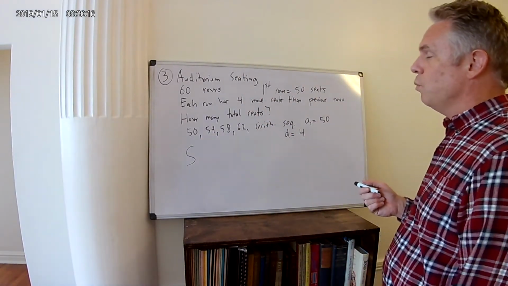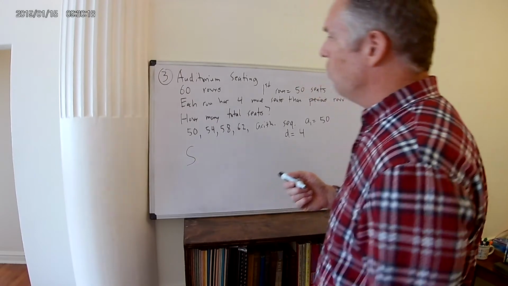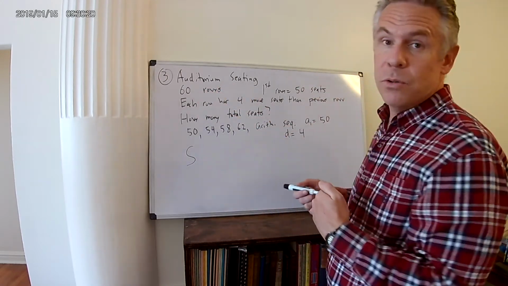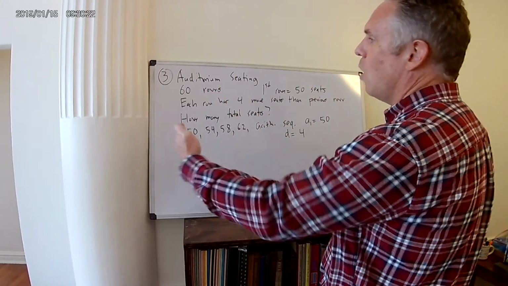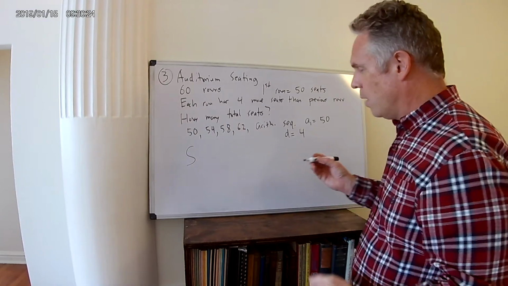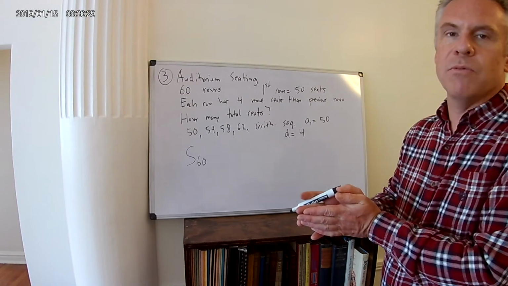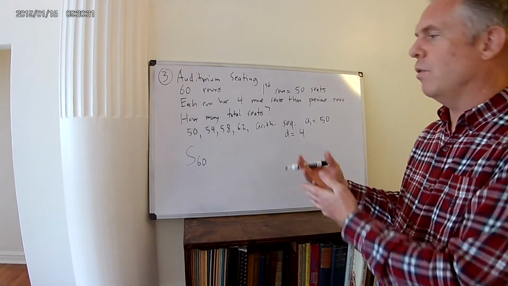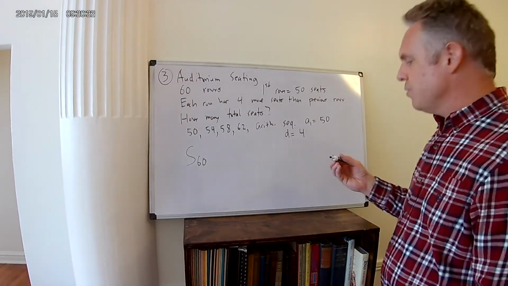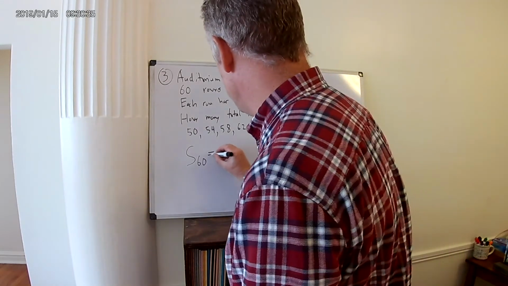Now the question is, which partial sum am I talking about? Well, this auditorium has 60 rows, so I want to sum up all 60 rows. So the partial sum I'm talking about is S sub 60. I'm adding up the first 60 rows of this auditorium, in other words, all the rows. So I'm interested in S sub 60.